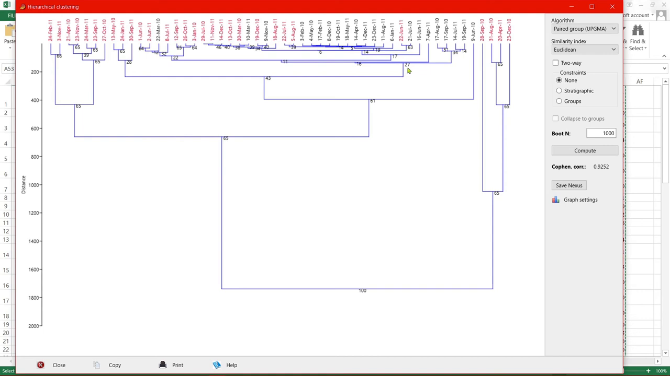Okay. So here you can see separation at this level, and at this level it's all above 50%. So the cluster analysis shows, yes, the phytoplankton community makeup seems to be different.